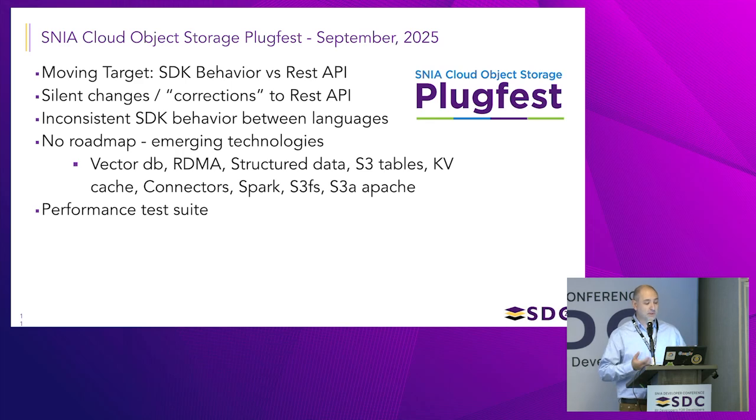So some examples here: VectorDB, RDMA is a big hot topic. How do we run S3 over RDMA? We have structured data like Parquet files in S3 or S3 tables. People want to build key value caches on top of S3. There's connectors for Hadoop and Spark. There's S3FS, which just had a talk right before this. All kinds of features and technologies that people want to build on top of S3, but we don't have really a collaborative way to develop these as open standards or open technologies that could allow interoperability.